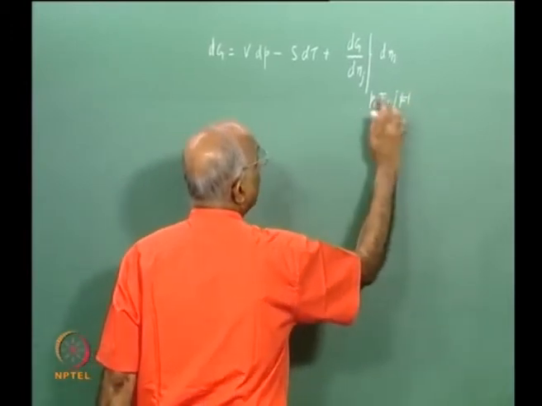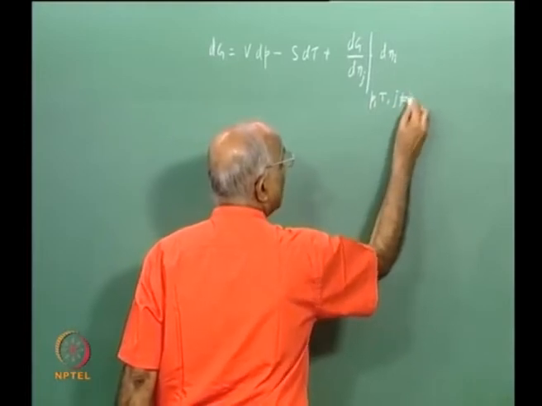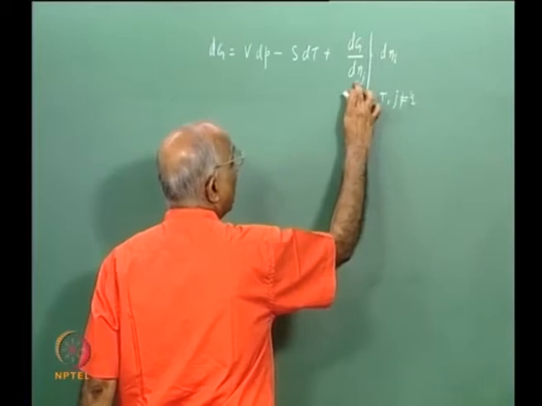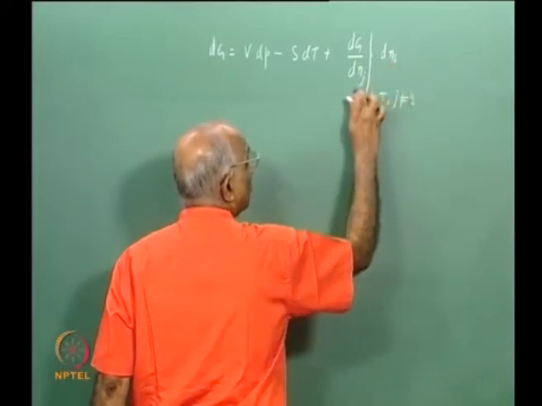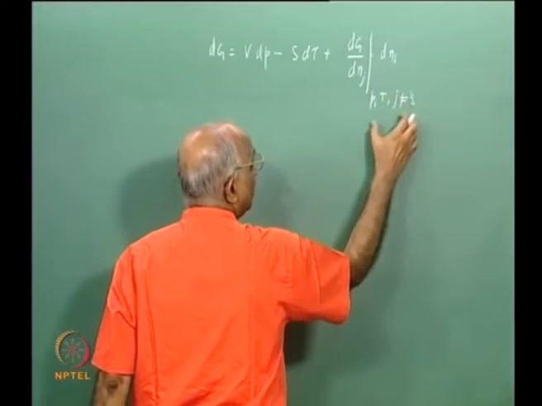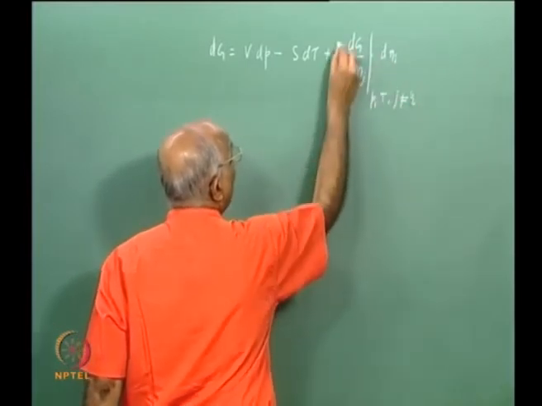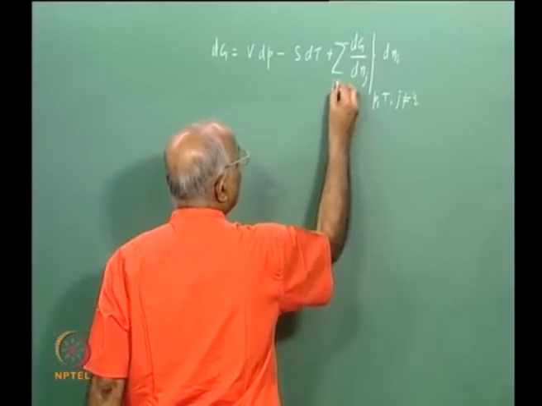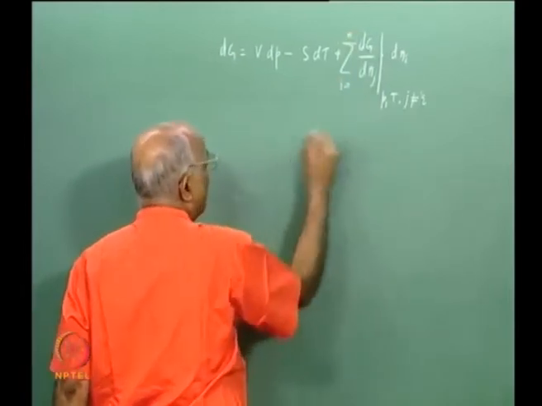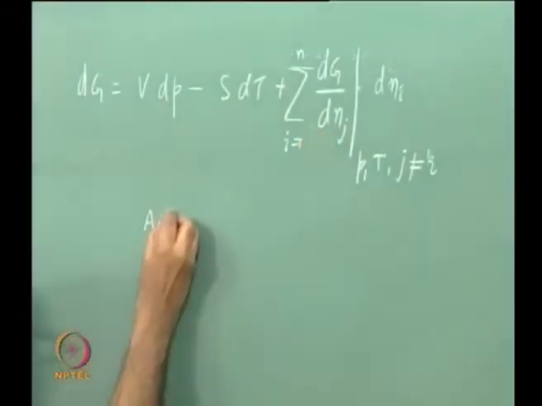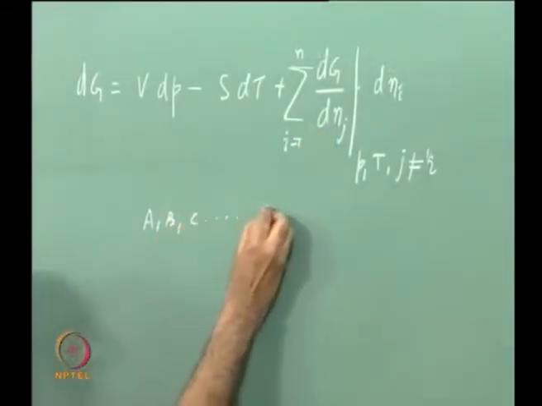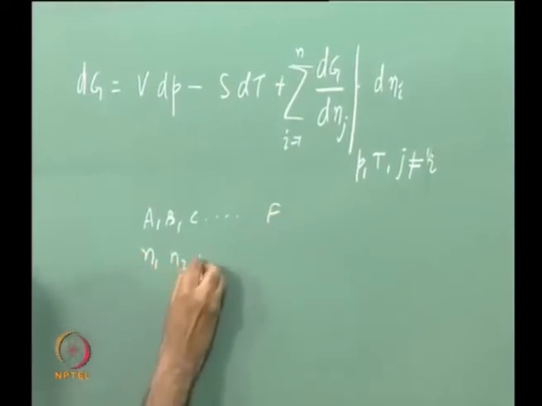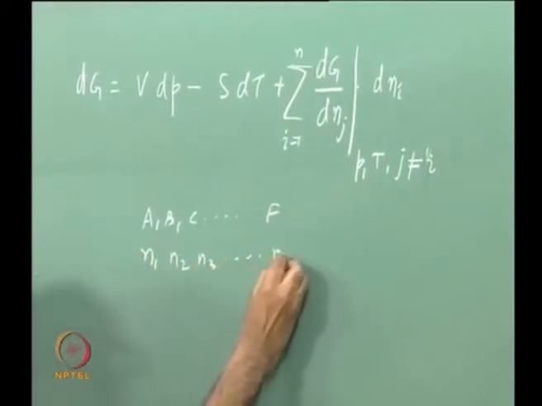That means j is not equal to i; all other things are held constant except the jth constant. When I say dn1, this must be dn1; when it is 2, it must be 2; only that is changed. Therefore I can write it in this form, and now I add all of them together. I make sure that i goes from 1 to n in a multiple component system where you have species maybe A, B, C and all that, to maybe F or something. We have n1 moles, n2 moles, n3 moles and so on up to nn moles.